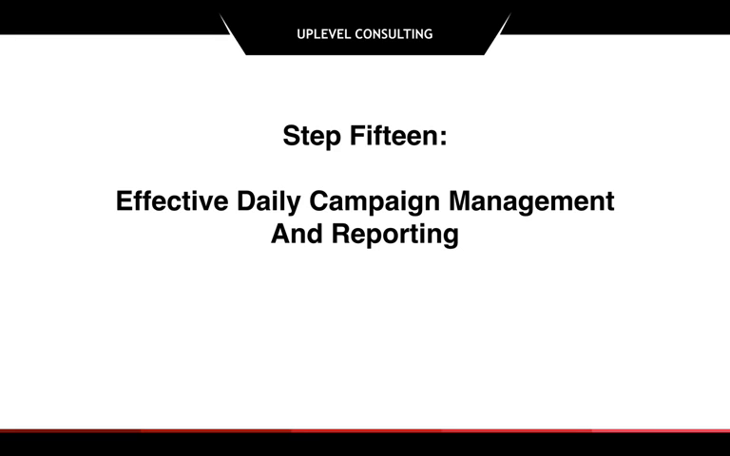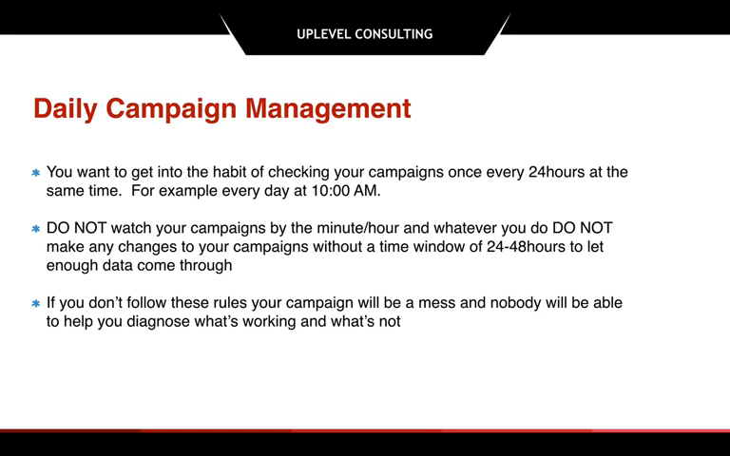So it's important that you watch this training a few times, thoroughly understand it, and then build this into your daily routine every single day moving forward. So let's jump right into it. You want to get into the habit of checking your campaigns once every 24 hours at the same time. For example, 10 a.m. every single day. So you should go into your Google Calendar and block out an hour every day at the same time, and call it campaign management. And then all you do is check your campaigns within that hour and nowhere else.